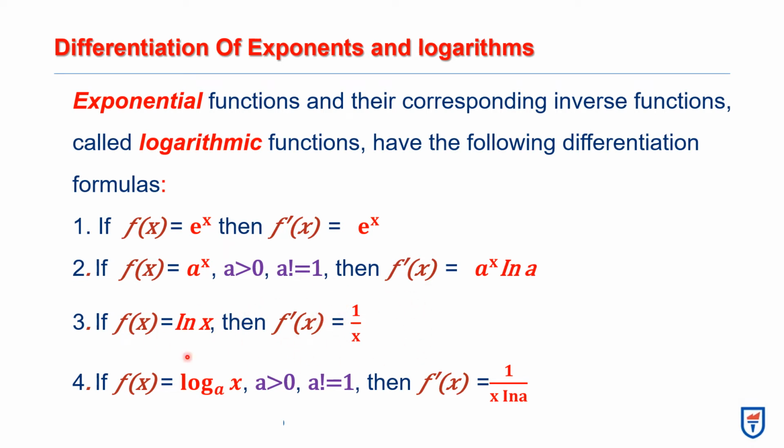Then the fourth property says, if f(x) is equal to log x in base a, where a is greater than 0 and a is not equal to 1, then when we differentiate such a function, we differentiate the variable or expression in front of our log, which is x, and then we say the result divided by x, which is our expression, times ln a, the constant which is the base value.